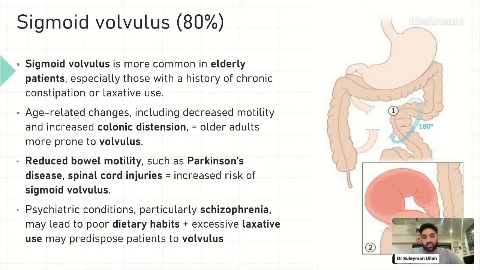Another subset of patients we see this in is older patients with mental health conditions like schizophrenia, where they have a predisposition to needing laxatives due to their medication, but then they also have poor dietary habits as well. Okay.